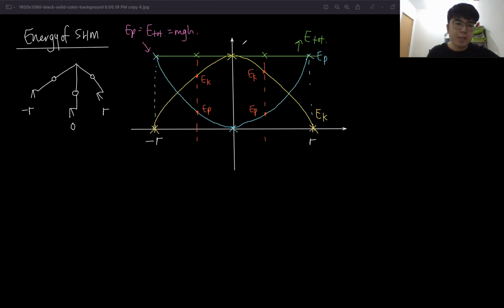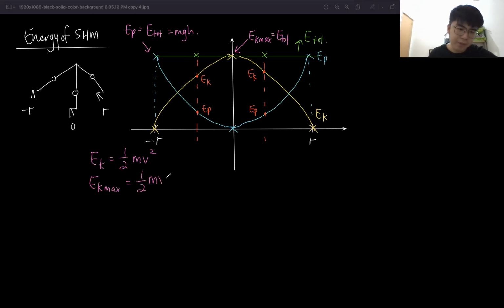Let's take the kinetic energy at the equilibrium position, at the center here. This is where EK is max, and that equals the total energy. How do I get max EK? We know kinetic energy is half mv squared, which depends on the velocity. If the velocity is maximum, then I get maximum kinetic energy: half m v max squared.